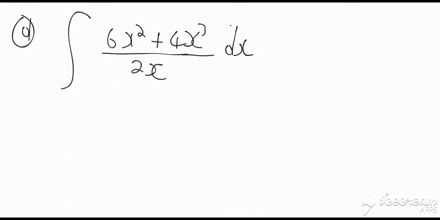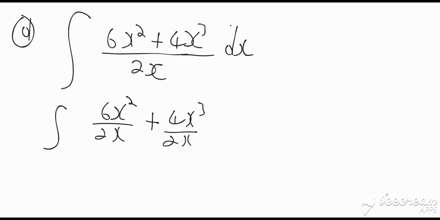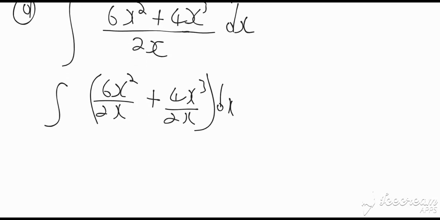Here's the next example. So in a case like this, we're going to have to manipulate it so it becomes a simpler form to integrate. So what we can do is to simply split this. So what I would have is the integral. We could go 6x squared over 2x plus 4x cubed over 2x dx. Alright, now simplifying this, I'm going to end up with the integral.